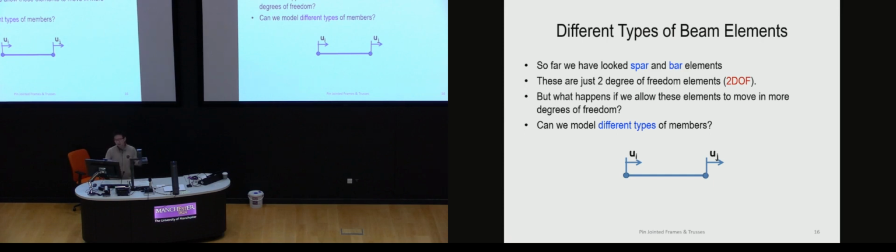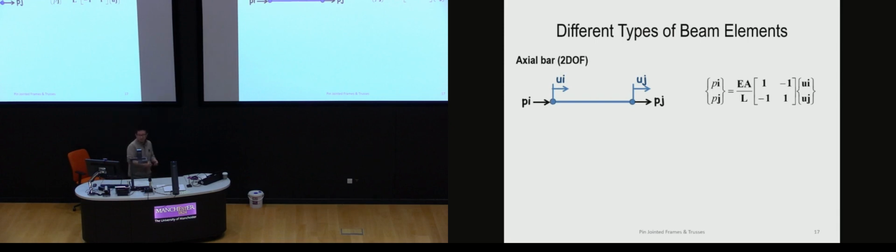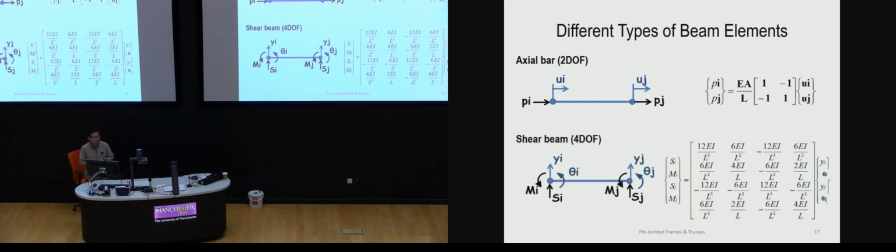So what happens if you allow the element to move with more degrees of freedom? Then we need to model different types of elements. Here I would like to show some very simple elements. The first is the axial bar, which is what we learned and basically what we used just now. But we could have different beam elements. For example, we have the shear beam element, which has 4 degrees of freedom. That means in this beam there's no elongation, only rotation and movement in the vertical direction. I think for those of you who studied civil engineering, this is what is used in bridge design.